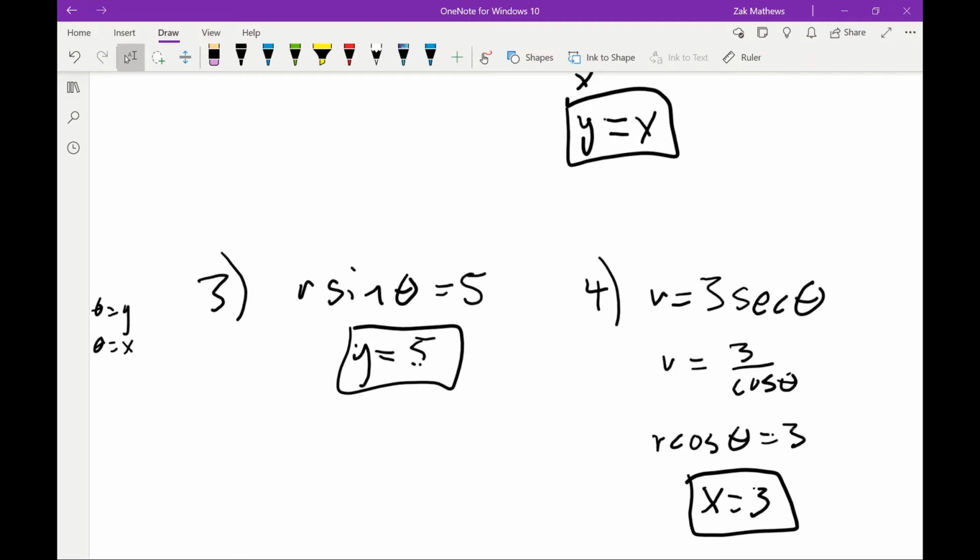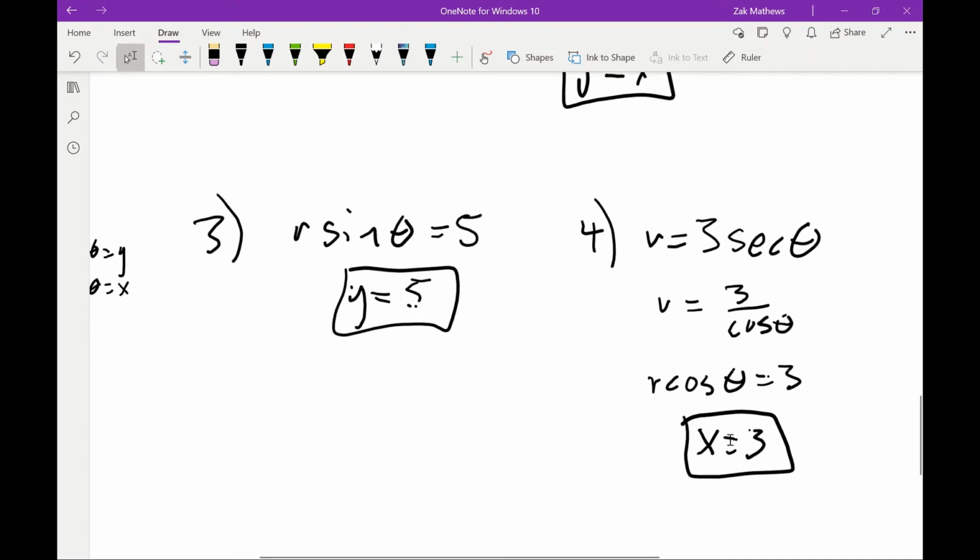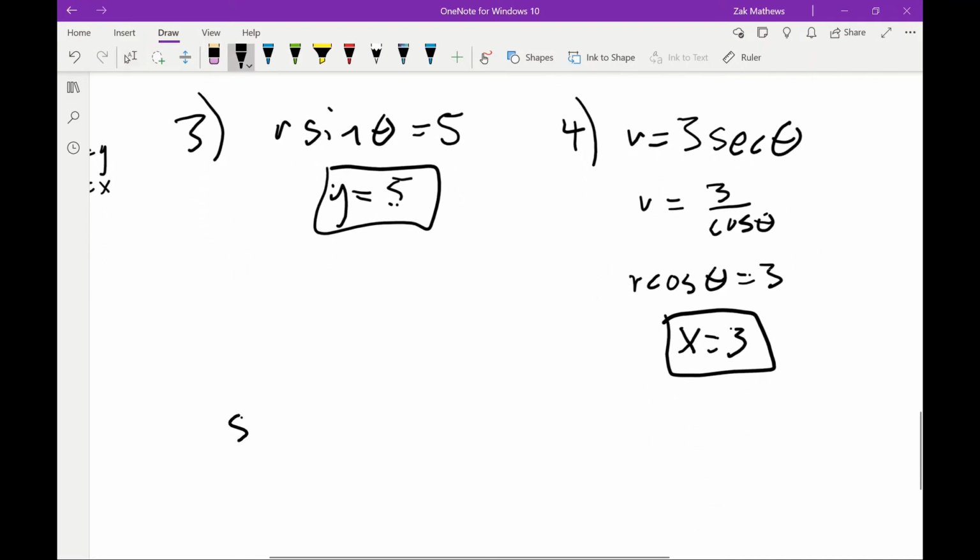And so again, once we get to this point, it's just that direct replacement. X is equal to... Very straightforward. Let's take the equation r is equal to 4 sine theta.